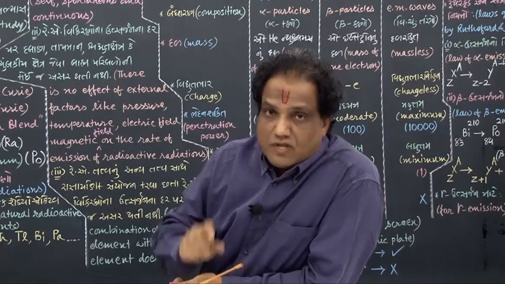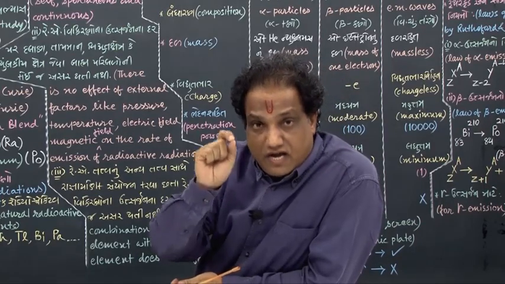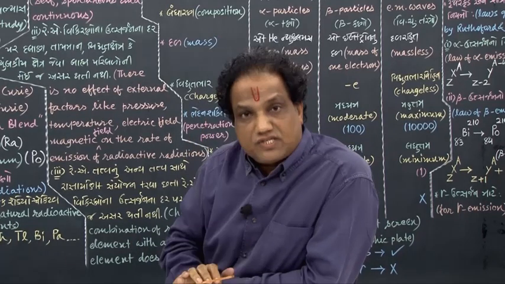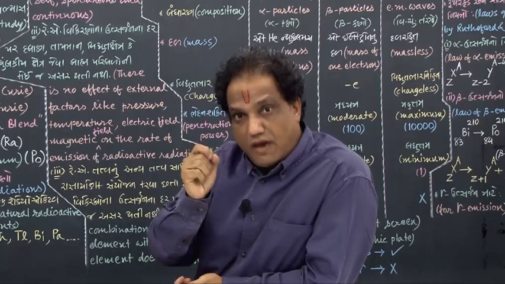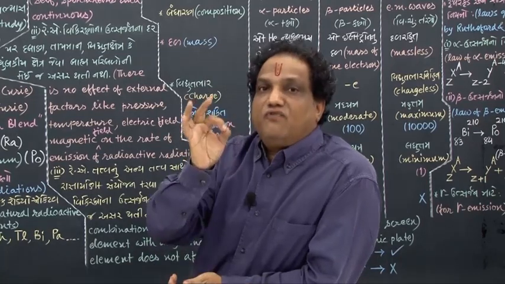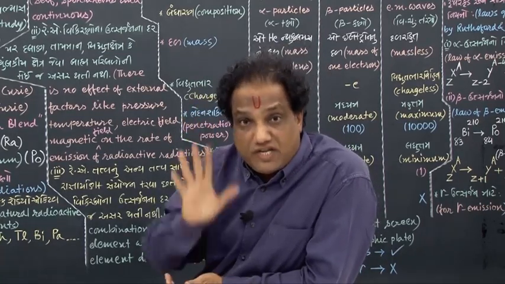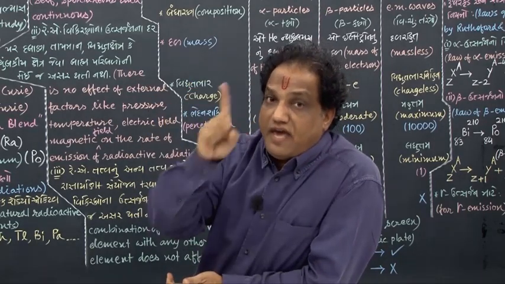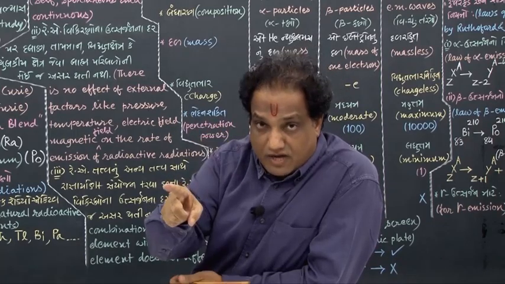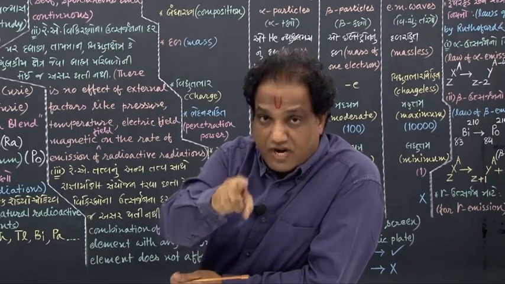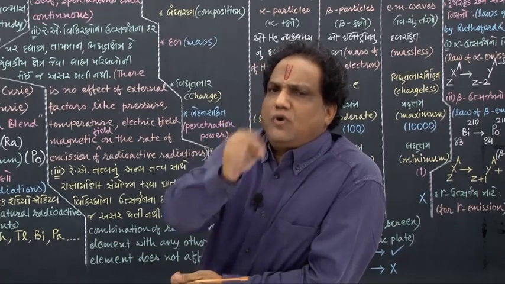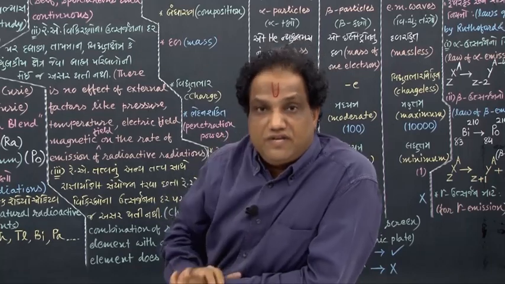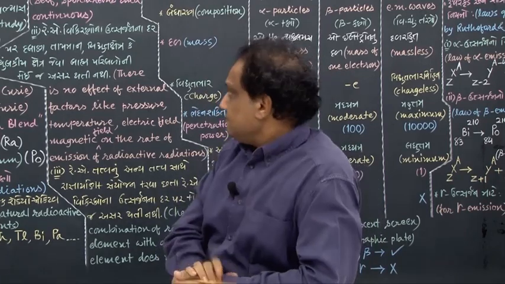I repeat, certain heavy and unstable elements available in nature having atomic mass number greater than 206 emit some powerful invisible radiations spontaneously, on the rate of emission of which there is no effect of any external factor like chemical mixing, electric field, magnetic field, pressure, temperature. Such a nuclear phenomenon is called natural radioactivity. Correct? Fine.